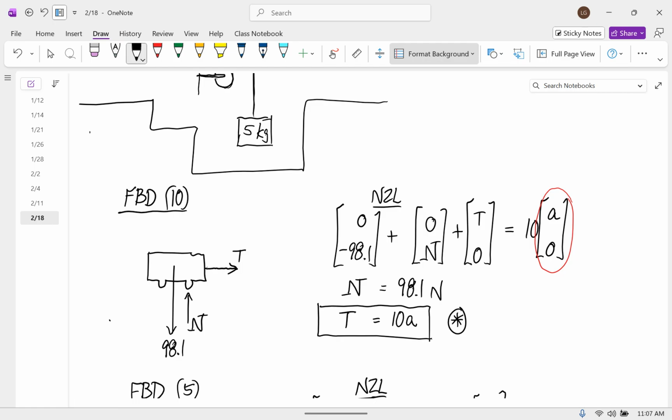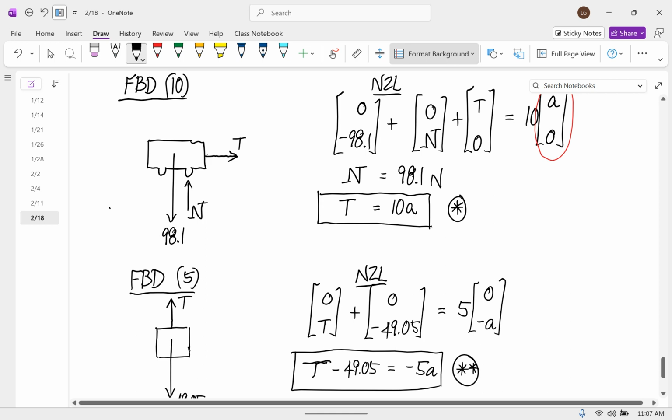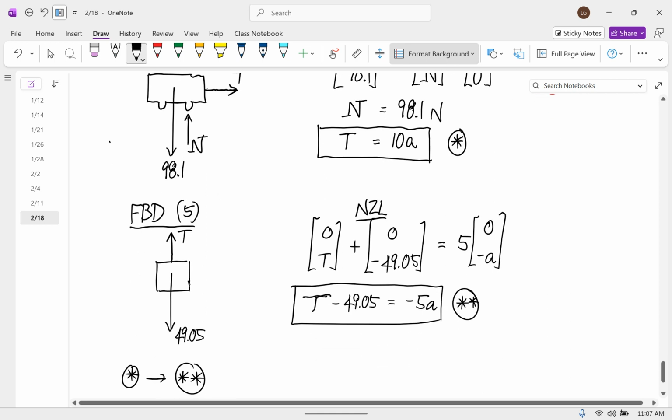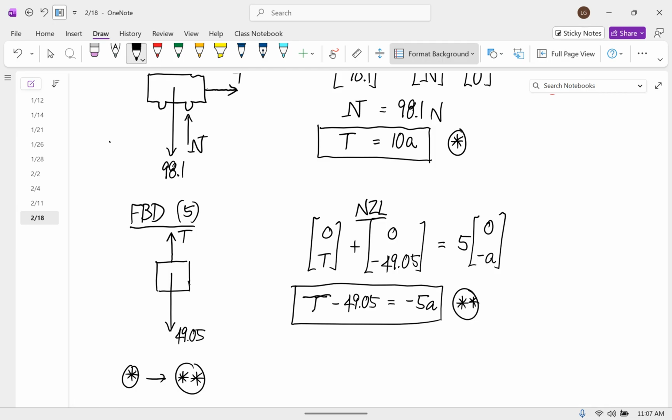Yeah, and then for T, you just use any equation that you want. As long as you haven't made any math mistakes, any equation on here is valid. So I could have used equation 2 star, but equation 1 star was a little simpler, so I used that. They'll give the same answer.